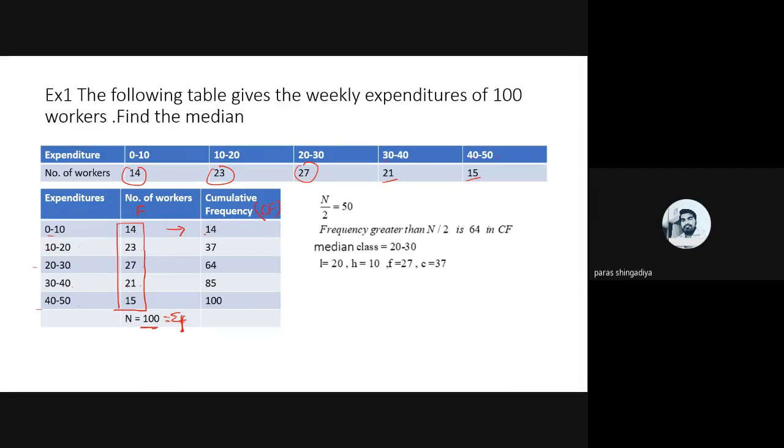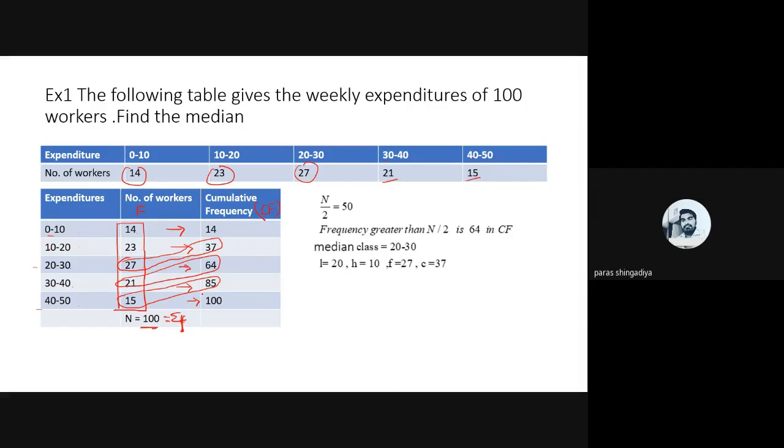The first CF is 14. To decide the next one, it is the addition of 14 plus 23, so 14 plus 23 will be 37. To predict the next one, it is the addition of 14, 23 plus 27. We already have 37 for 14 plus 23, so now we add 37 to 27, and that will be 64. Clear? Then 64 plus 21 is equal to 85, and 85 plus 15 is equal to 100.